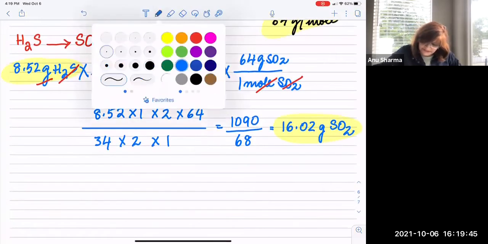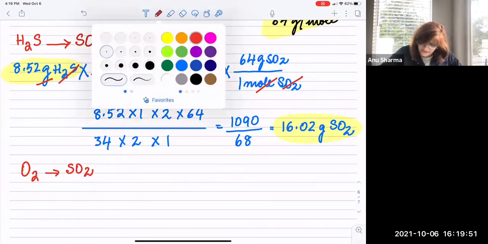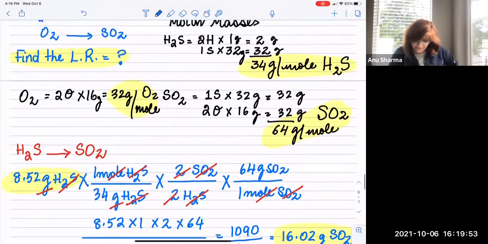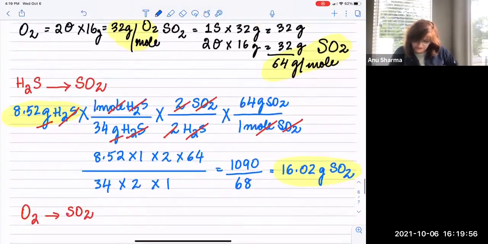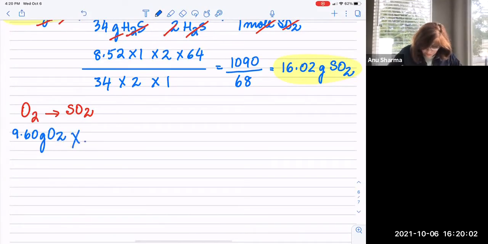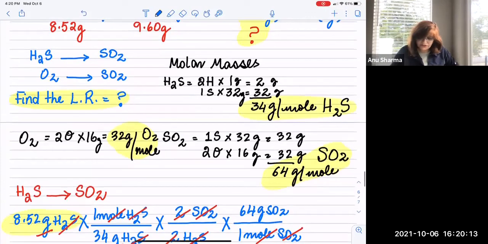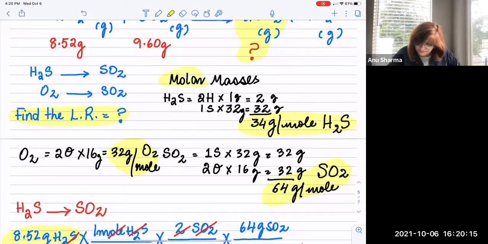So here is this relationship of oxygen to sulfur dioxide. And here we have oxygen, how much was that? 9.60 grams of oxygen. First step is convert to moles. So we know that 1 mole of oxygen weighs 32 grams of oxygen. You calculated these weights right here. So these are the molar masses.